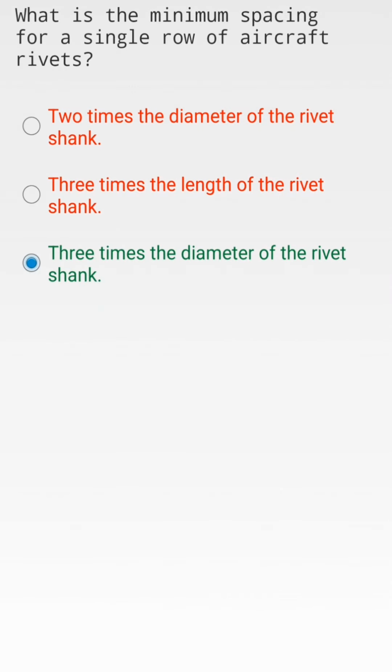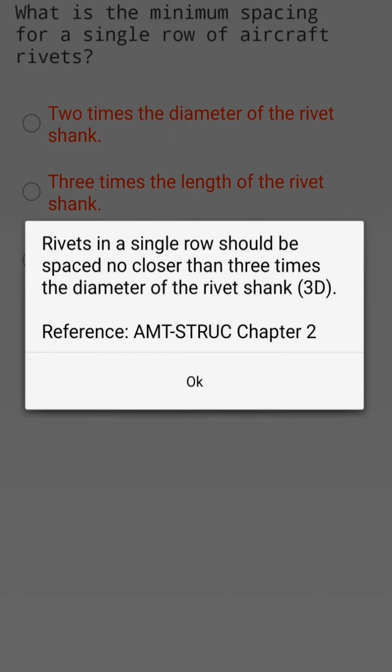What is the minimum spacing for a single row of aircraft rivets? 3 times the diameter of the rivet shank. Rivets in a single row should be spaced no closer than 3 times the diameter of the rivet shank, 3D.